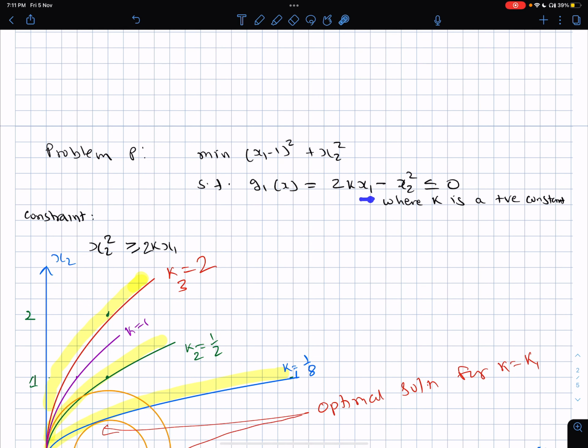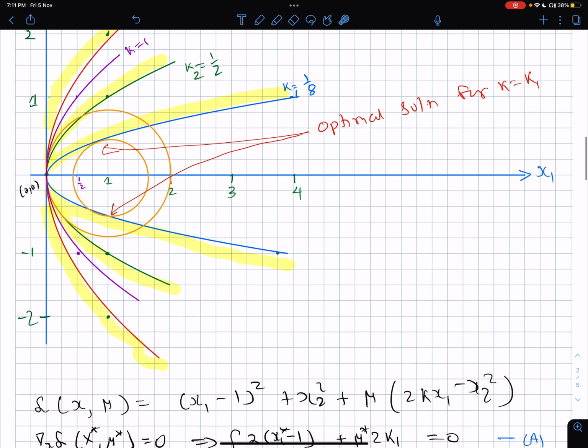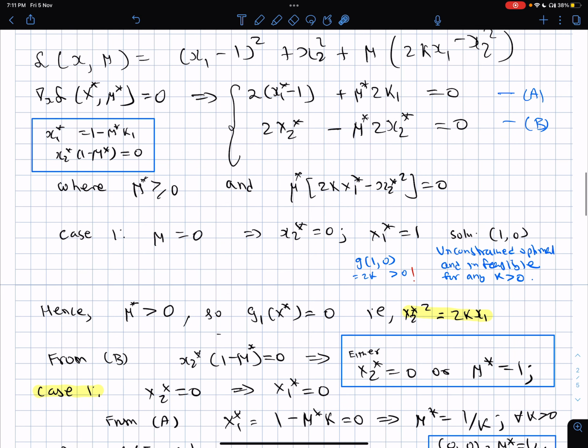You put 1 here, you put 0 here. So what will you get? You will get the requirement that 2k should be less than or equal to 0. But because k is given to be positive, this is violated. 2k is positive and therefore strictly greater than 0, so 2k is not less than or equal to 0. So mu equal to 0 leads to an infeasible point. Hence there is no feasible x star at which mu can be 0. So we eliminate the possibility that mu can be 0.